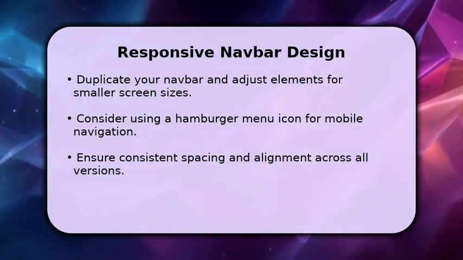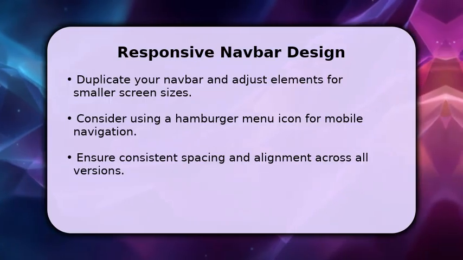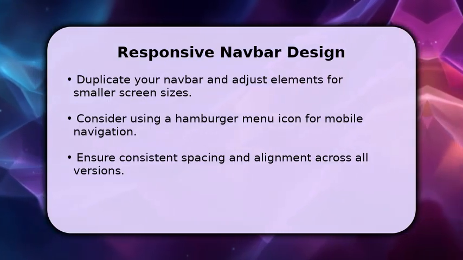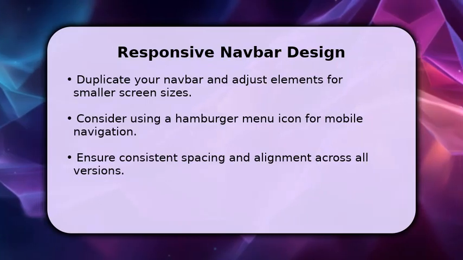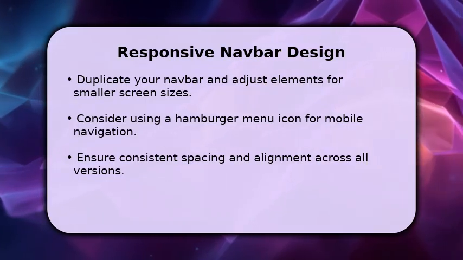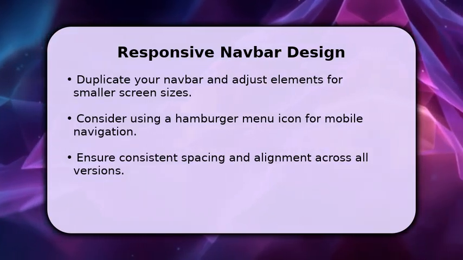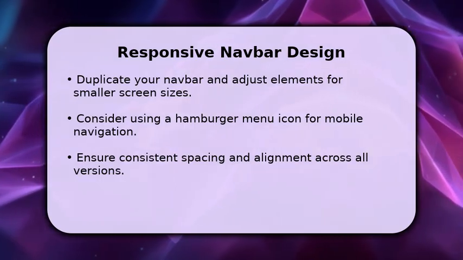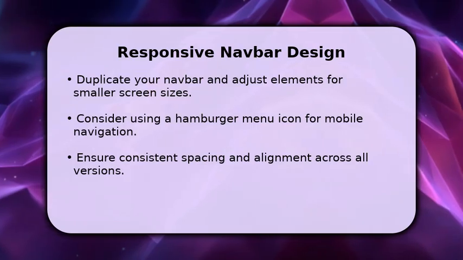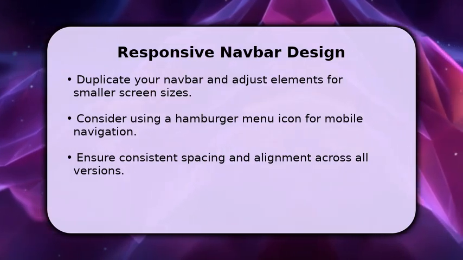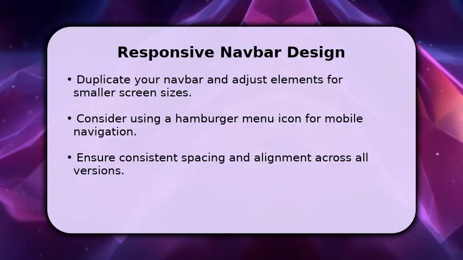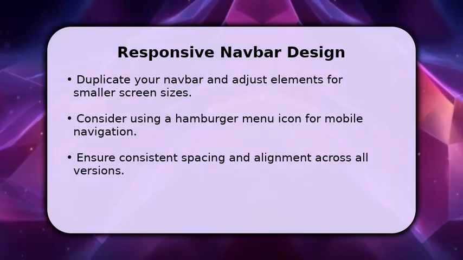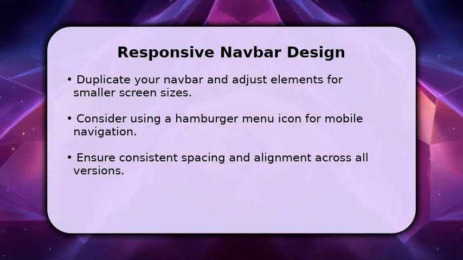For a mobile version, you might reduce the number of visible links and replace them with a hamburger menu icon on the right. Adjust the overall width of this new frame to a typical mobile size, such as 375 pixels. Ensure all elements, including your logo and the new menu icon, are properly aligned and have appropriate padding, perhaps 20 pixels on the sides, to maintain a clean and functional design across different devices.